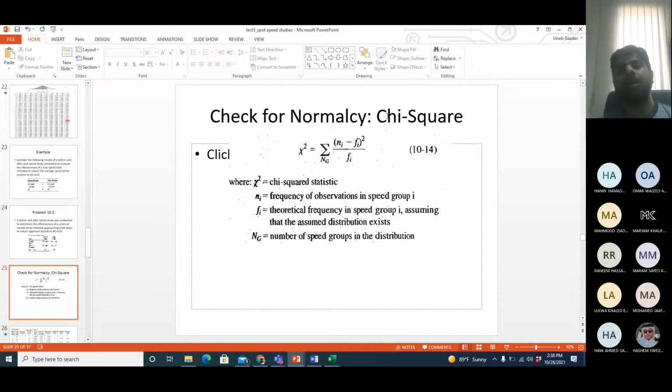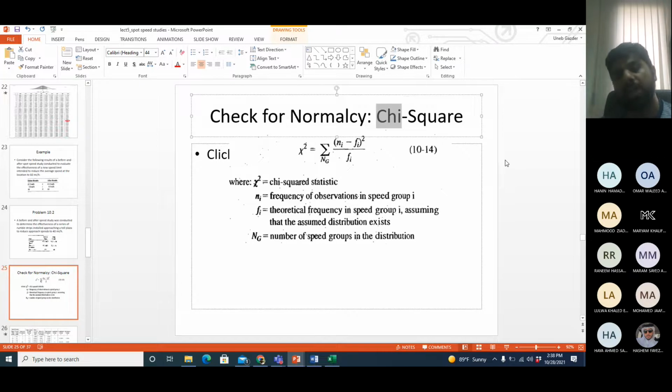So you can see chi-square written here. Now I pronounce it chi, not chai, because I love chai. I drink chai. Okay, so I don't want to merge them. So chai is separate, chi is separate. Okay, for my sake, say chi-square.